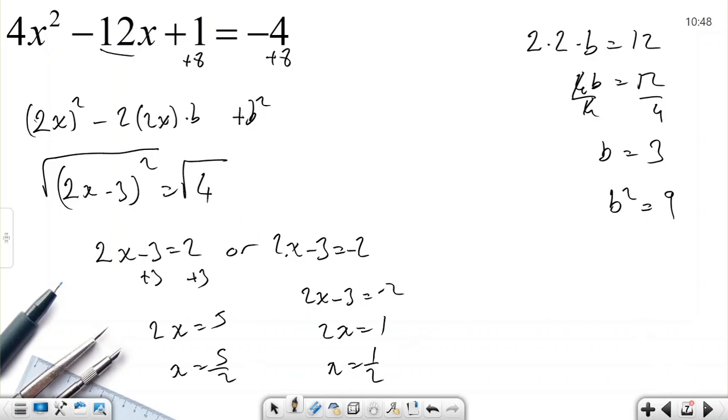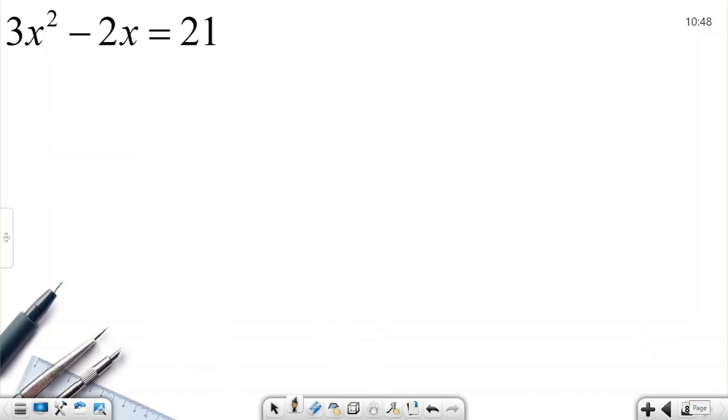So let's solve another example. Here I have 3x squared this time: 3x squared minus 2x is equal to 21. Be careful here, 3 is not a perfect square. To make it a perfect square, you can divide both sides by 3, or you can multiply both sides by 3. I'm going to use the second method.